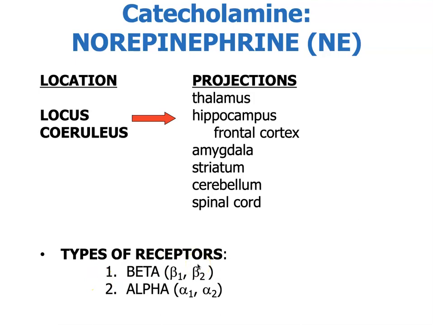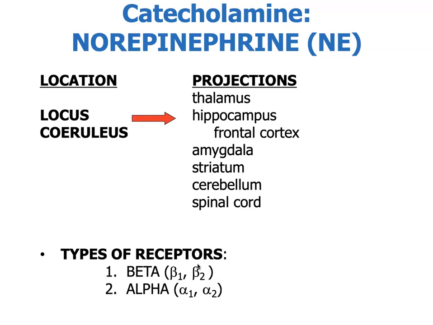norepinephrine are also specific. They are metabotropic. They are beta receptors and alpha receptors. And there are very specific or interesting pharmacological agents that interact with these two types of receptors. So beta adrenergic receptor or alpha adrenergic receptor.